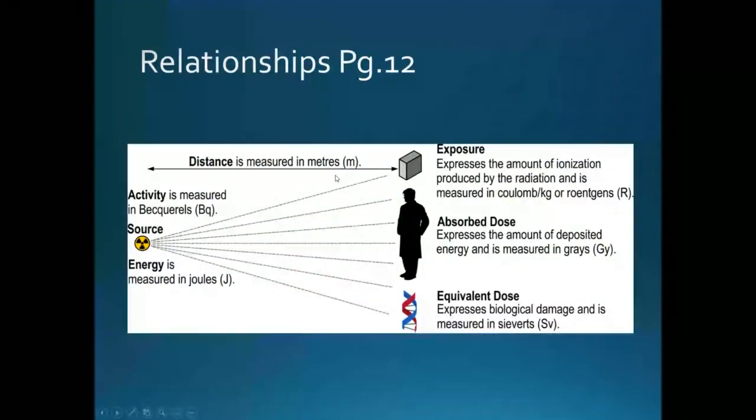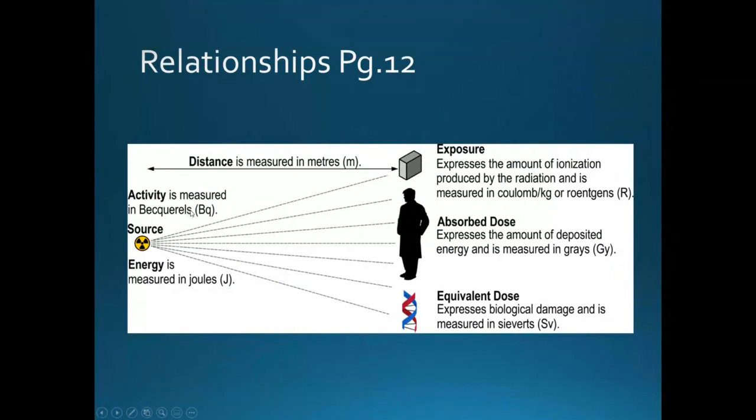All right, so we looked at all these different doses here, and this kind of combines all of these units that we've looked at so far. So activity measured in becquerels, energy, again, measured in joules, radiation shooting out its energy, creating exposure, which we measure in coulombs or Roentgens. Again, don't get too hung up on it. I don't get real deep into these. Again, the major ones, Roentgen, Gray, and Sievert are the big ones.